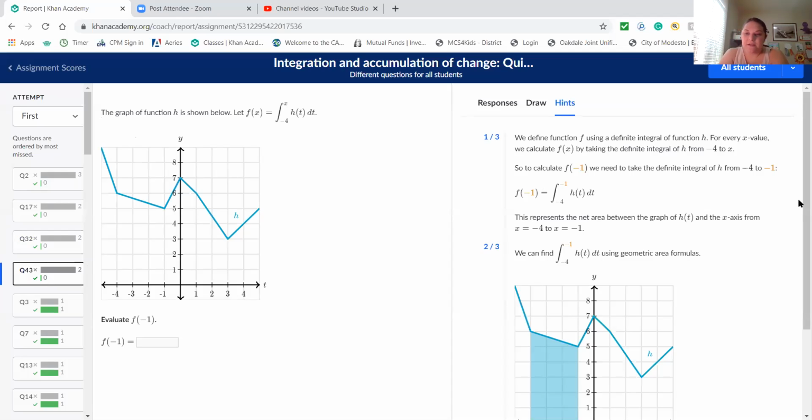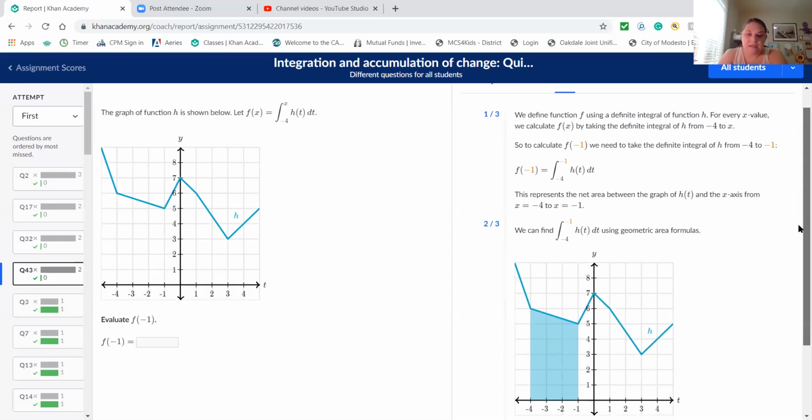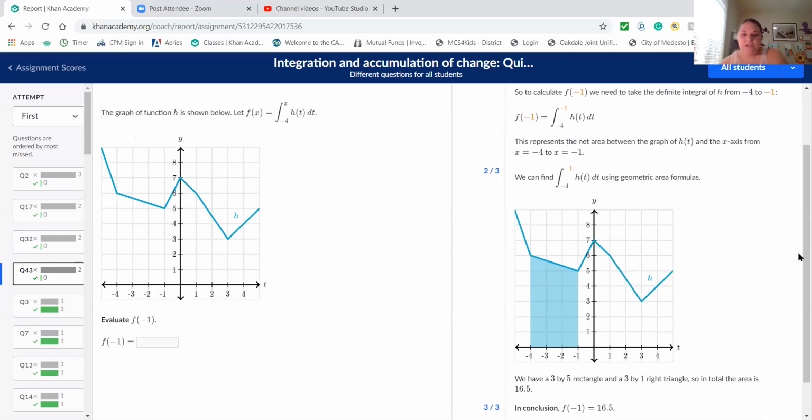And so on the right side here, where I'm showing the hints that you could have been given, you're looking at needing to find the area of a rectangle with a little right triangle on top. So that's 3 units wide, 5 units up, that's 15. And then the area of the triangle is just 1/2 of 1 times 3. So 15 plus another 1.5. Let's do a few more here.